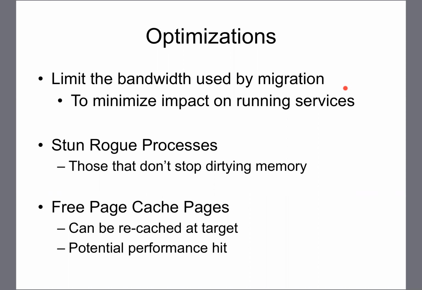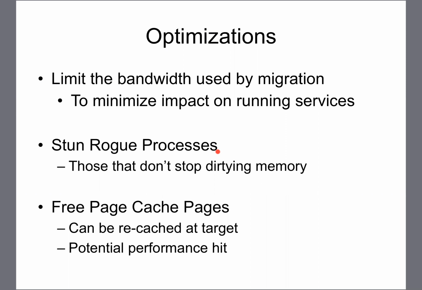Specifically for write-intensive applications that we talked about earlier, one of the optimizations that Xen in particular uses is to stun rogue processes. What does this mean? Rogue processes are processes inside the VM that are writing to the memory. If you know that a certain process is writing a lot to memory and it's getting in the way of pre-copy migration completing its job, then you can ask the guest OS to pause or stop those processes for the duration of the migration.